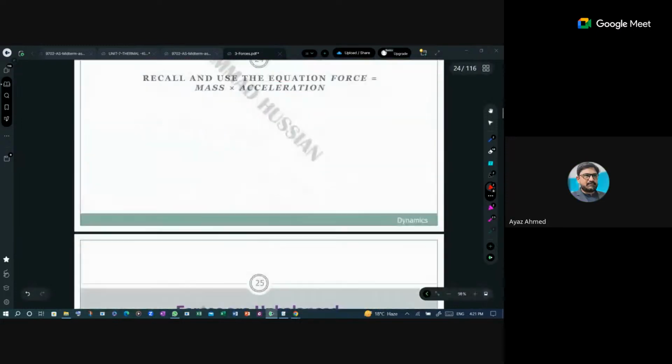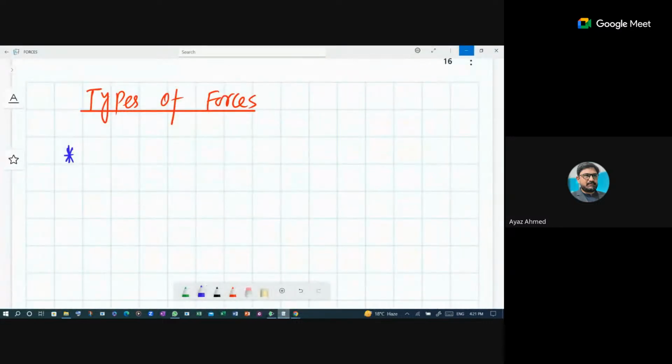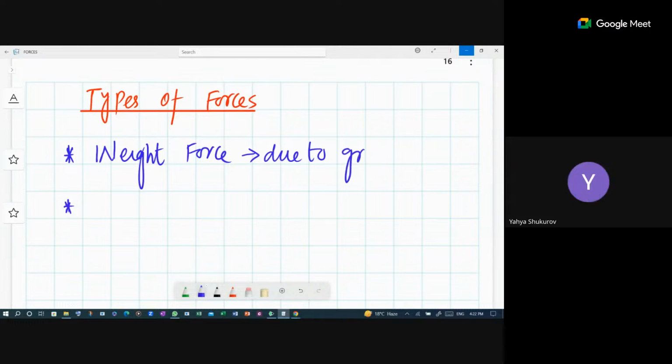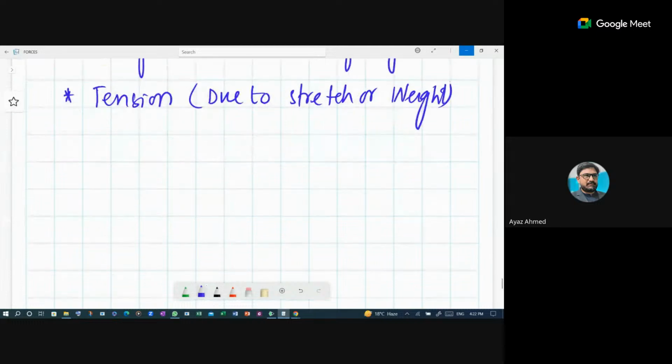Right now, let's talk about the forces I was talking about. Here, I will just name those forces. First, it was the weight force. Weight is due to gravity. Then tension force. Tension is basically due to stretch or weight. When you hang an object, then tension is caused.